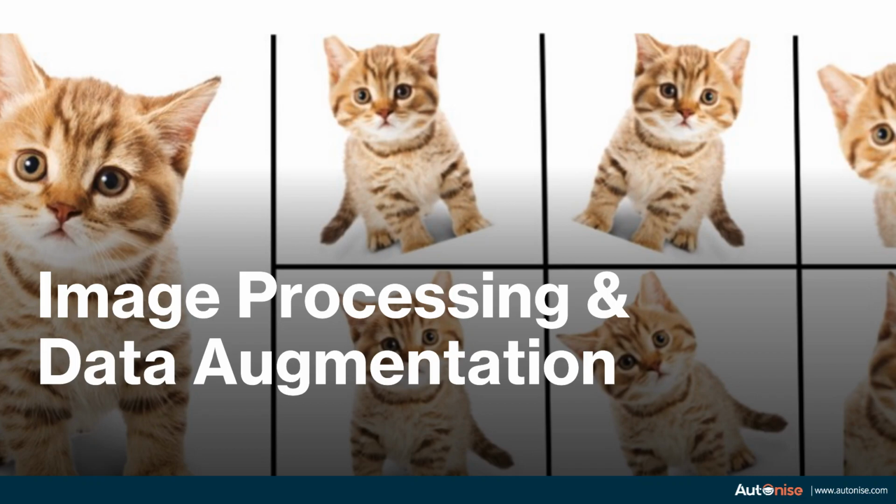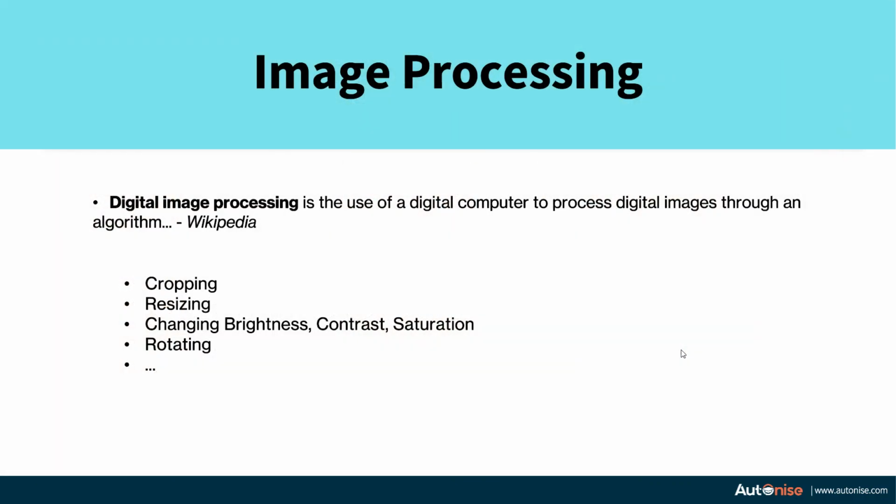Hello everyone. In this session, we'll be learning about image processing and data augmentation. So what is the definition of image processing? Digital image processing is the use of a digital computer to process images through an algorithm.